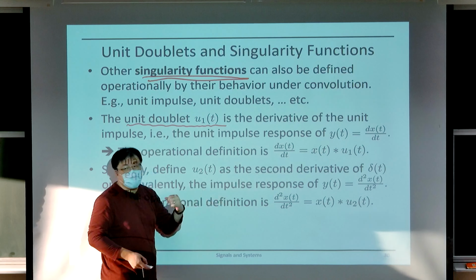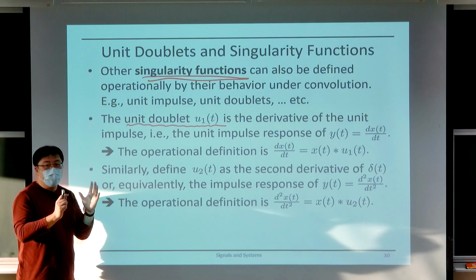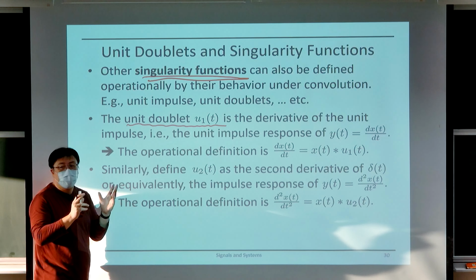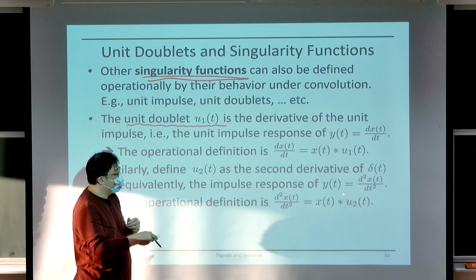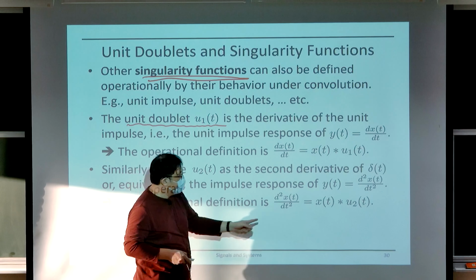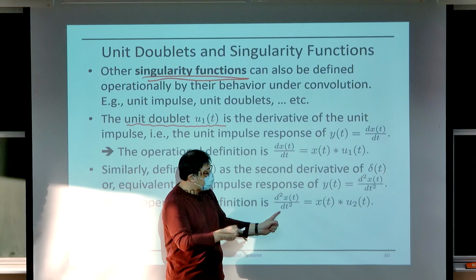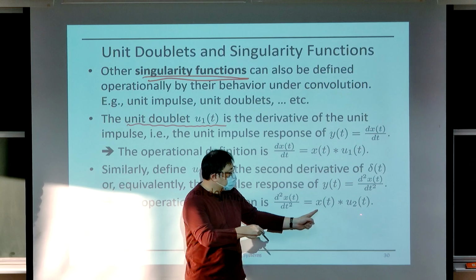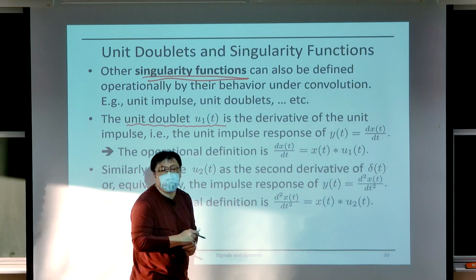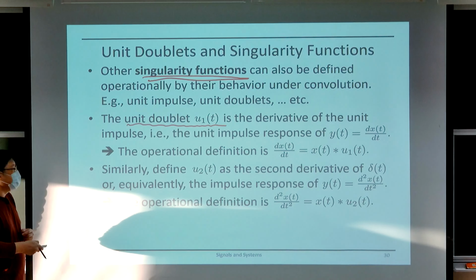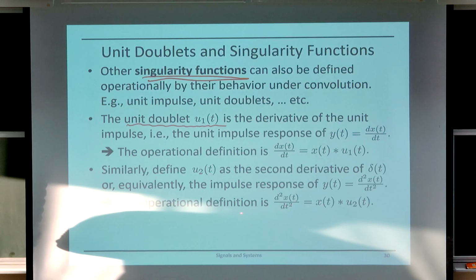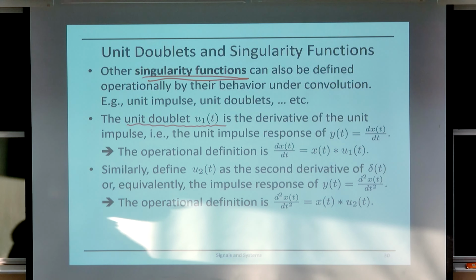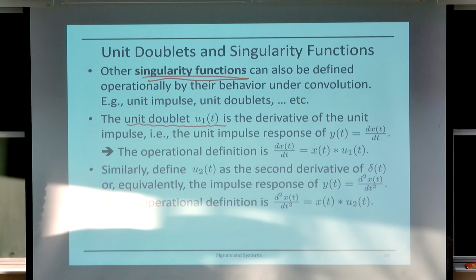Okay? So therefore, this u sub 2 of t is the impulse response of this system. So this means that the output should be equal to the input convolved with the impulse response. So you can define u sub 2 of t using this operational definition under convolution, okay?